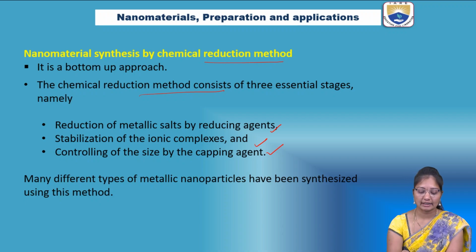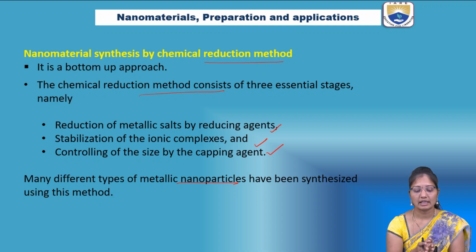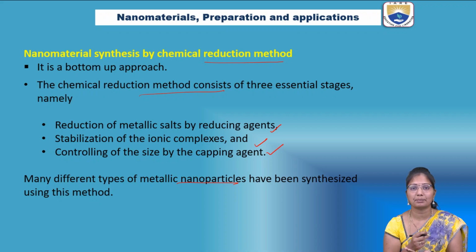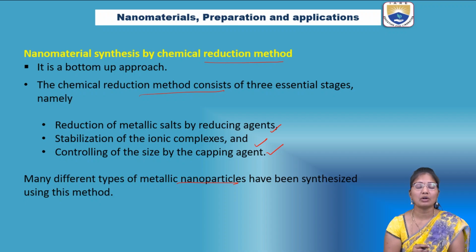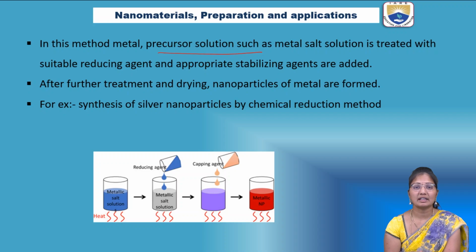Many different types of metallic nanoparticles can be synthesized using this chemical reduction method. So in all the processes, 3 steps are involved. One is the reduction of metallic salts, which we are using as precursors, by using the reducing agent, and the second one is the stabilizer. So the complexes thus formed have to be stabilized. These ionic complexes formed should be stabilized, and the third step is the controlling of the size by using the capping agents.